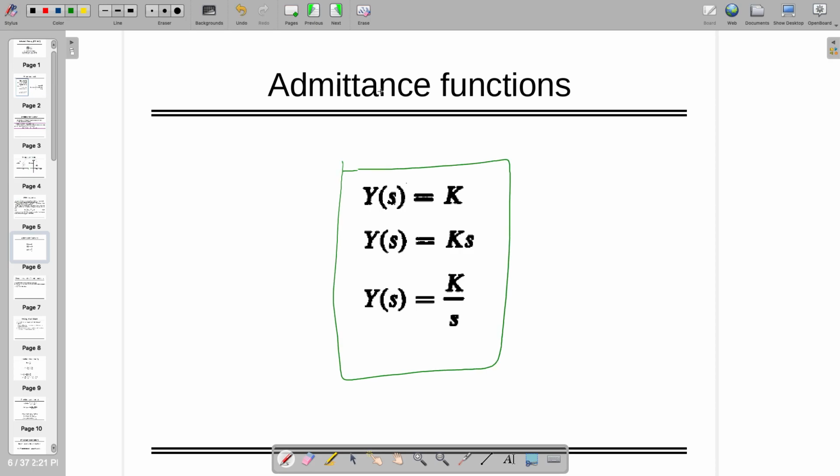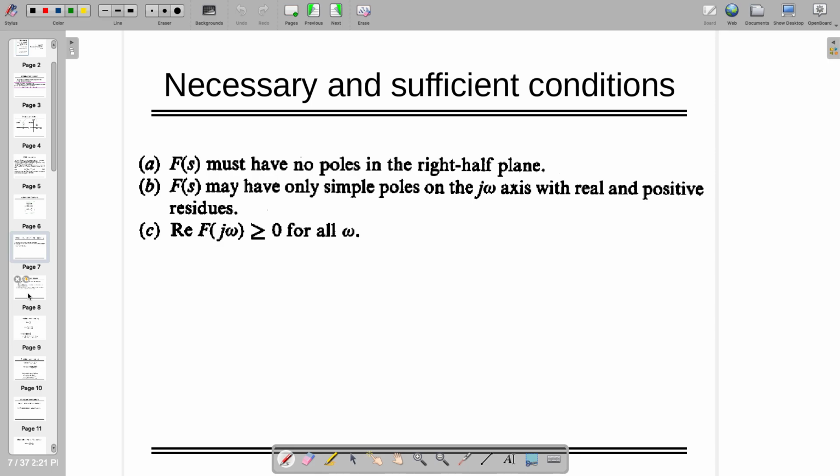Right now it's written in admittance. You can write it down in impedance also, or you can write it down in immittance also. Now there are some conditions we need to check: F of s must have no poles in the right half plane. This is already known to us. This is the first condition.